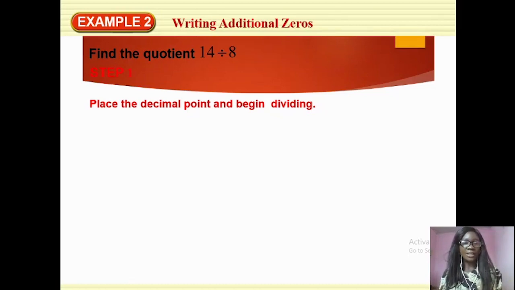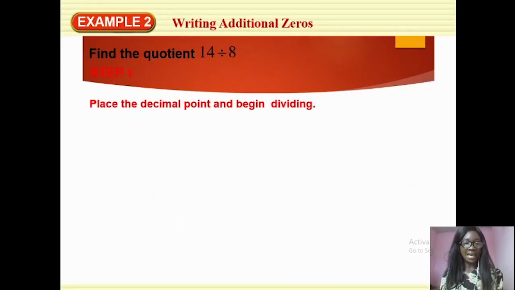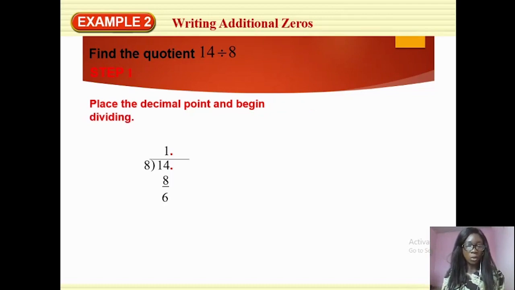The first thing is we have to place this 14. First, 14 divided by 8. So we have here 14 divided by 8. Follow my mouse. How many times can 8 go into 14? It's just 1 time, right? So 1 times 8, we have 8.